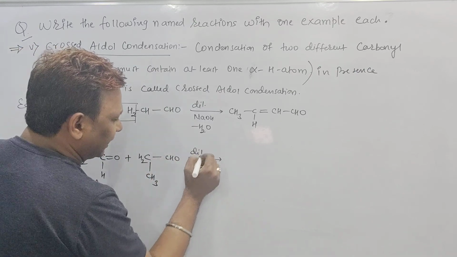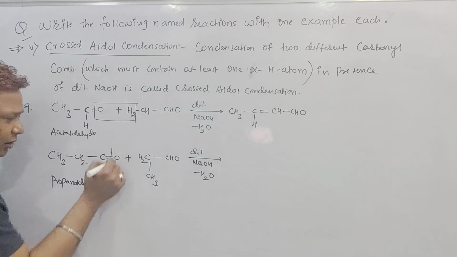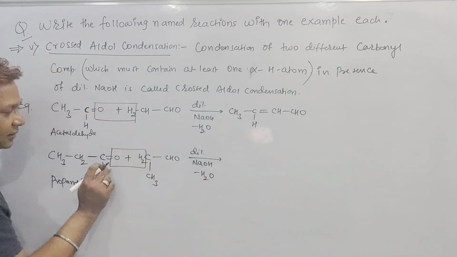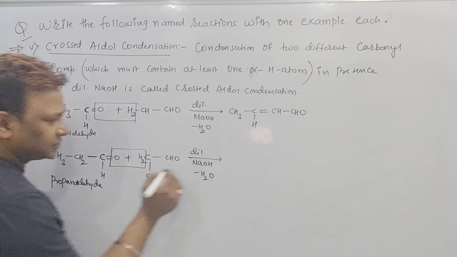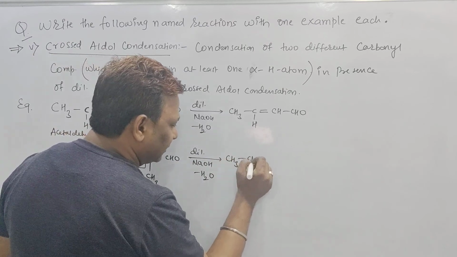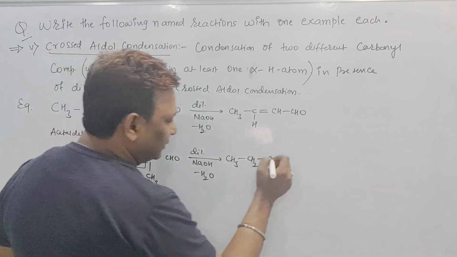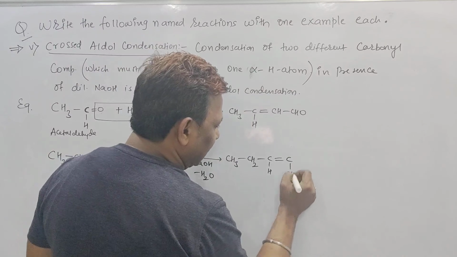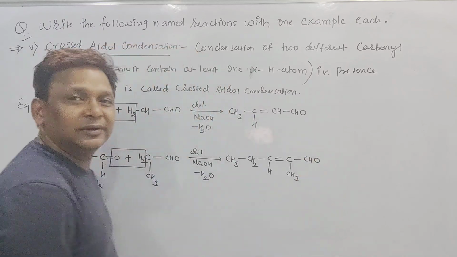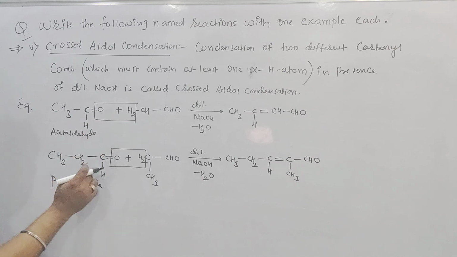In presence of dilute NaOH, it will also take out a water molecule. Oxygen from here and hydrogen from here. A water molecule came. The remaining thing left is CH3, CH2, CH, double bond C, and this C is bonded with CH3 and then bonded with a CHO. Is it clear? But a third reaction is there. What is the third reaction? I'll show you. The third one: addition of these two molecules.